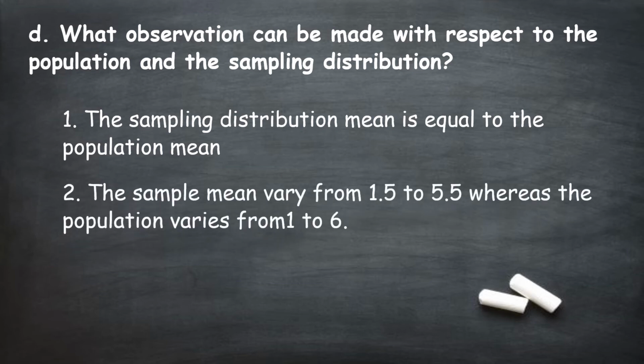Next, the sample mean varies from 1.5 to 5.5, whereas the population varies from 1 to 6. So as you can see, obviously, there is a difference between the sample mean and the population. But also, if you can notice, there is no big difference in the variations between the sample mean and the population mean. So this is what I'm trying to say a while ago, that there might be a difference between the numerical values that you will obtain, but the difference between those values is not quite big.